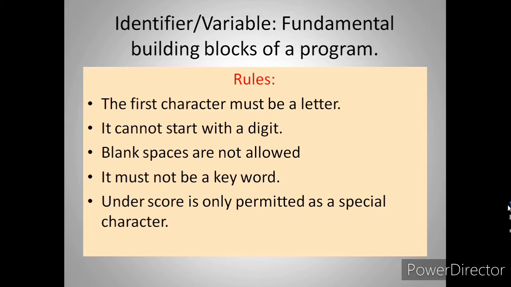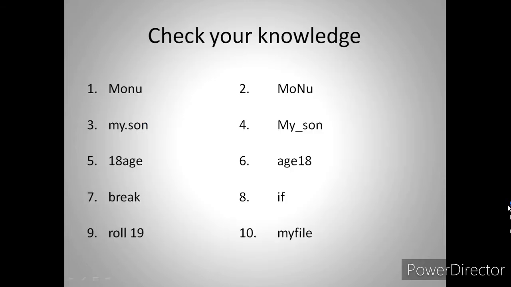Now let me know, can you tell me what all are the valid identifiers? If I write the very first one, mono, is it a correct one? Please respond. Yes, sir. So it has small letters and capital letters, that means it is correct.